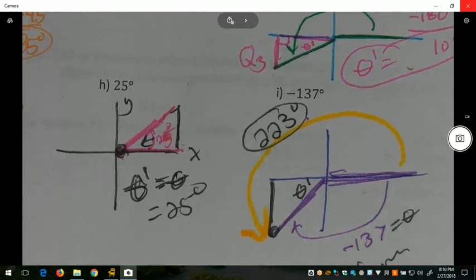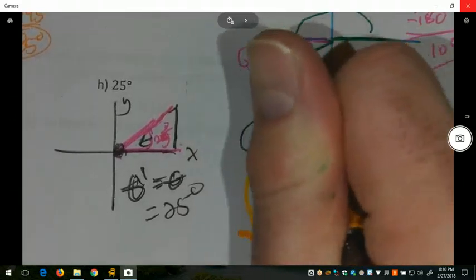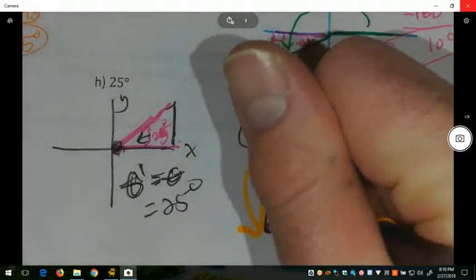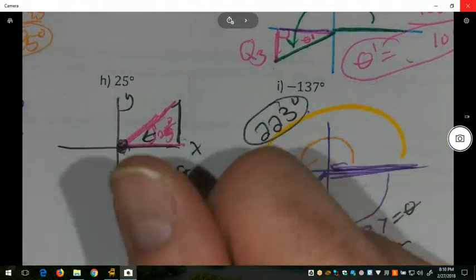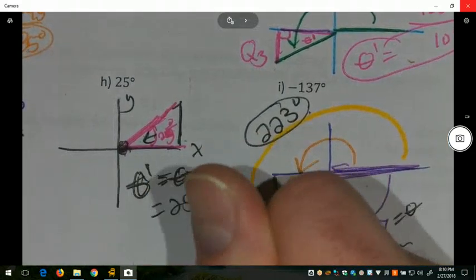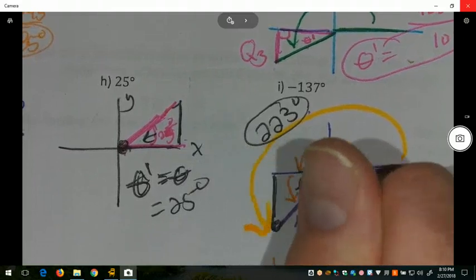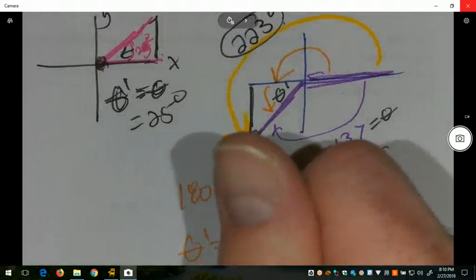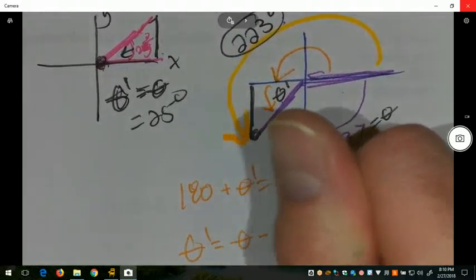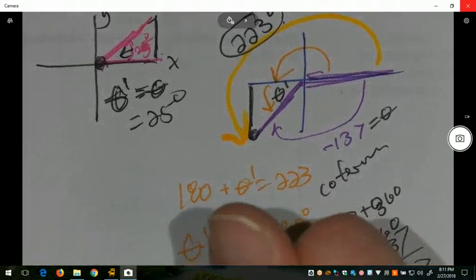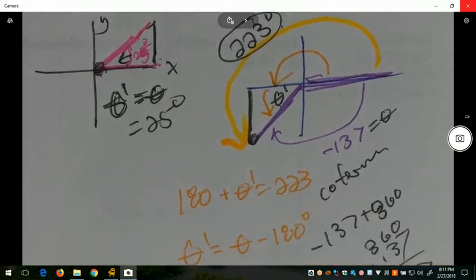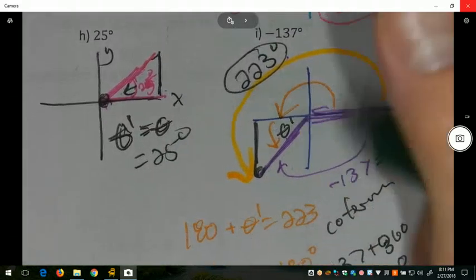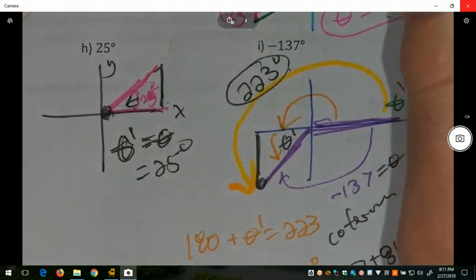Well, in this positive angle, they started by going 180 degrees. And now, I just need to know how much further they went to get to 223. So 180 plus theta prime equals 223, or if you follow the rule that we wrote earlier, theta prime is the angle minus 180, then it would be 223 minus 180. 223 minus 180 is 43 degrees. So this angle right here, theta prime for this problem, is 43 degrees.